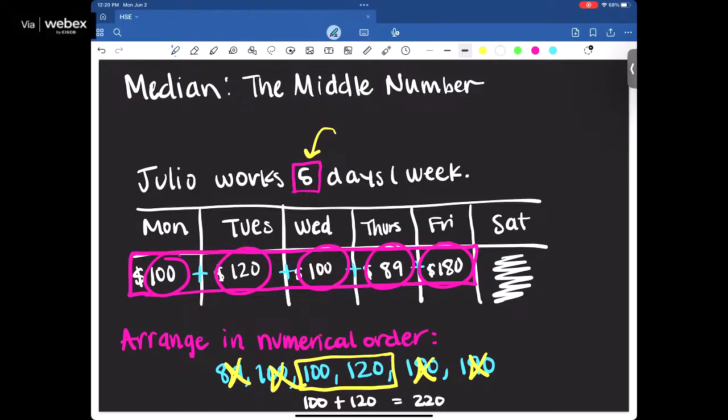And then remember to divide the sum by the numbers in the data set. We have two numbers in our data set. So 220 divided by 2. That is going to give us 110. So our median would then be 110. So remember, when you have two numbers in the middle, find the average of the two numbers to get the median.